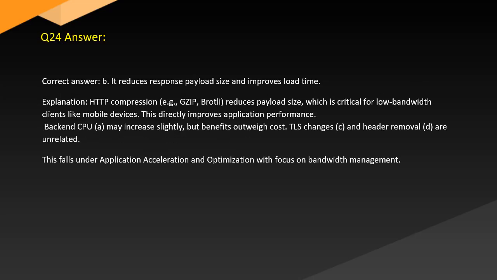Answer. Correct answer: B. It reduces response payload size and improves load time. Explanation. HTTP compression, e.g. gzip, broadly reduces payload size, which is critical for low bandwidth clients like mobile devices. This directly improves application performance. Backend CPU may increase slightly, but benefits outweigh the cost. TLS changes (C) and header removal (D) are unrelated. This falls under acceleration and optimization with a focus on bandwidth management.